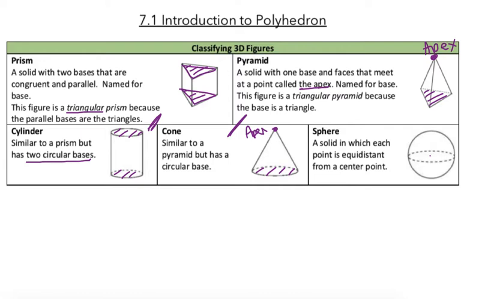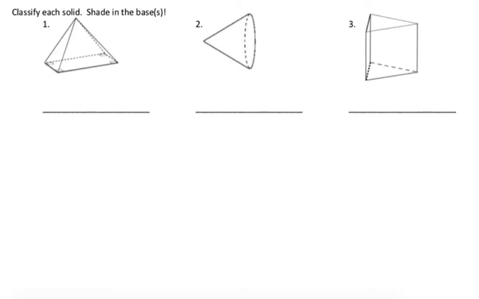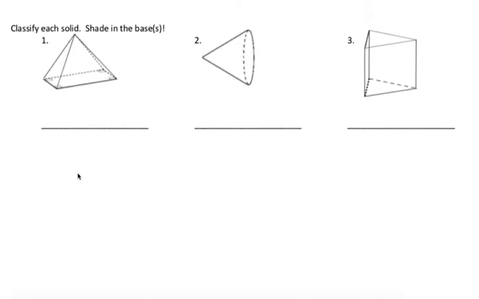And so our objective today is to classify each solid. We want to name it and we want to shade in the bases. The main thing we want to think of is what kind of bases. Do we have 1? Do we have 2? On the first one, I have a point up here. As soon as I see an apex, this is going to be a pyramid. When I look at the base here across from the apex, I have a rectangle here. So I'm going to name this a rectangular pyramid.